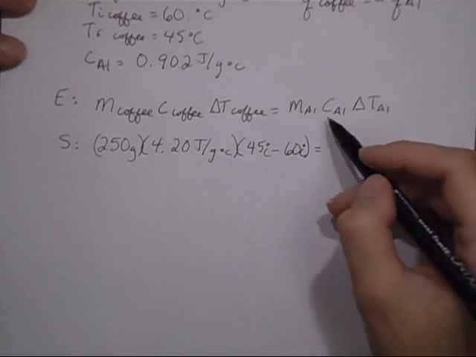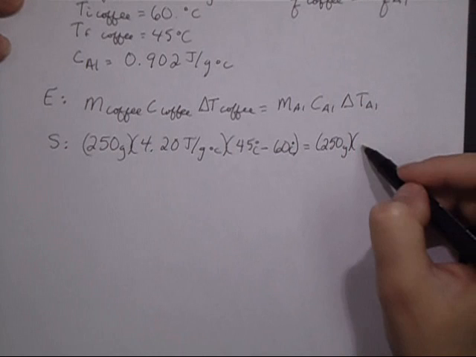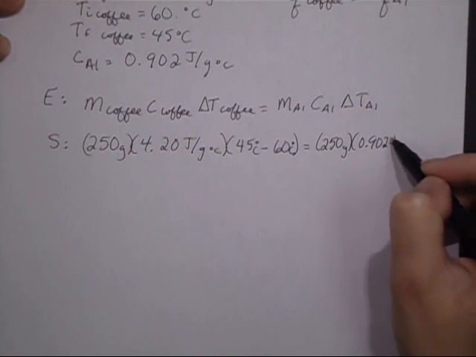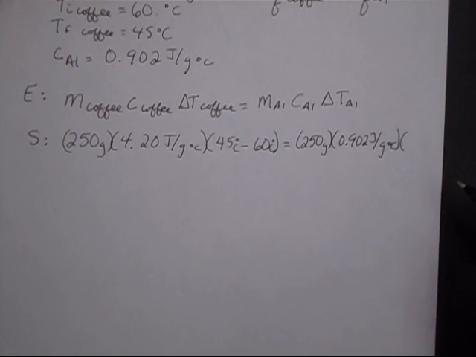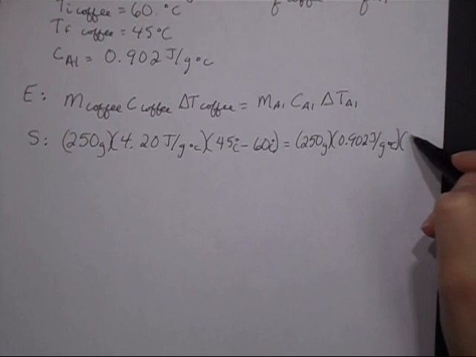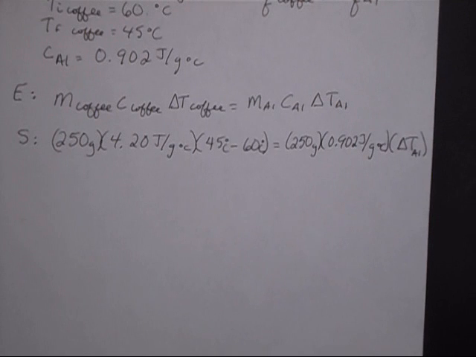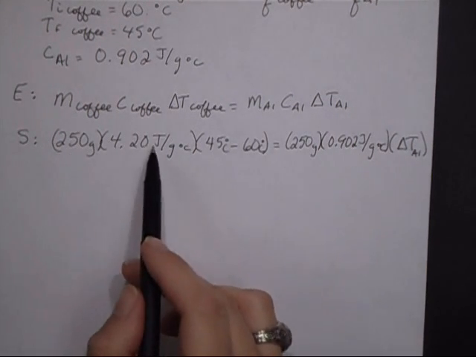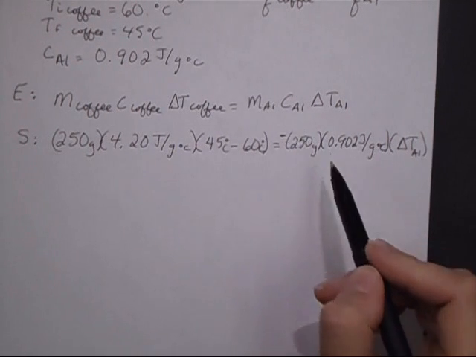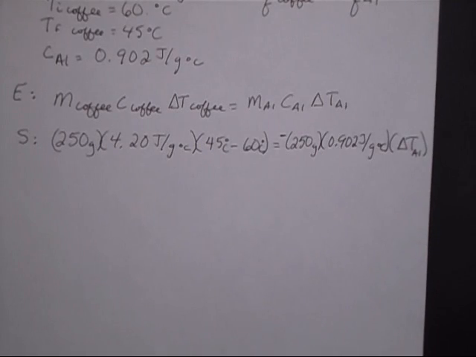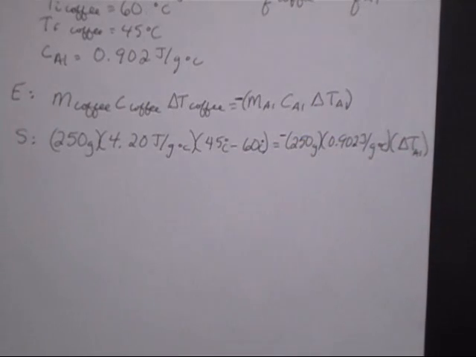I should have written smaller. On the other side, the mass of the aluminum is 250 grams. Specific heat, 0.902 joules per gram degree Celsius. And then I don't know about what's going on here, at least not yet. So that's our overall equation. MC delta T for the coffee has to be equal to, but opposite in sign, of MC delta T for the aluminum. So I suppose I should take this whole equation and make that value negative.